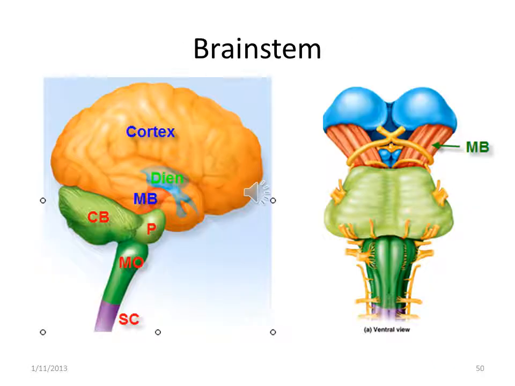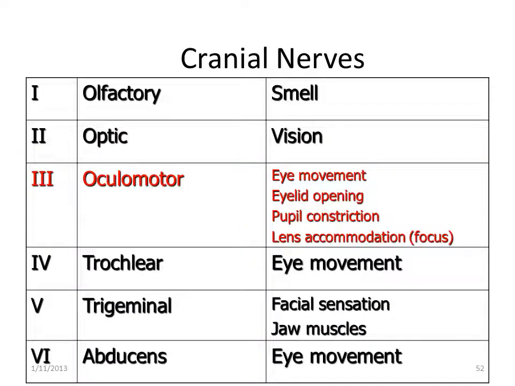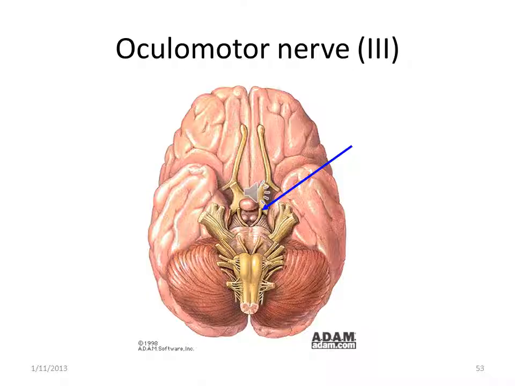Now we're ready to learn the cranial nerves that come from the brainstem, cranial nerves 3 through 12. Two cranial nerves emerge from the midbrain, cranial nerves 3 and 4. Cranial nerve 3, the oculomotor nerve, is shown by the blue arrow in this inferior view of the brain.